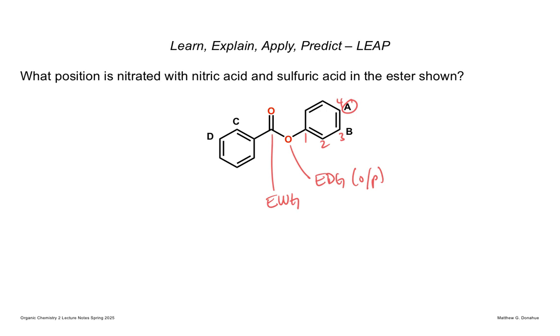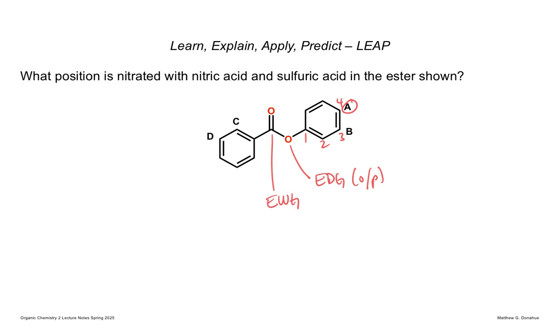Is there any scenario where EWG will win out over EDG? I can't write one down right now, but conceptually I would say only if there's something interfering with the electrophile getting there. Some sort of functional groups around it that are going to prevent the ring from attacking the electrophile at that specific position.